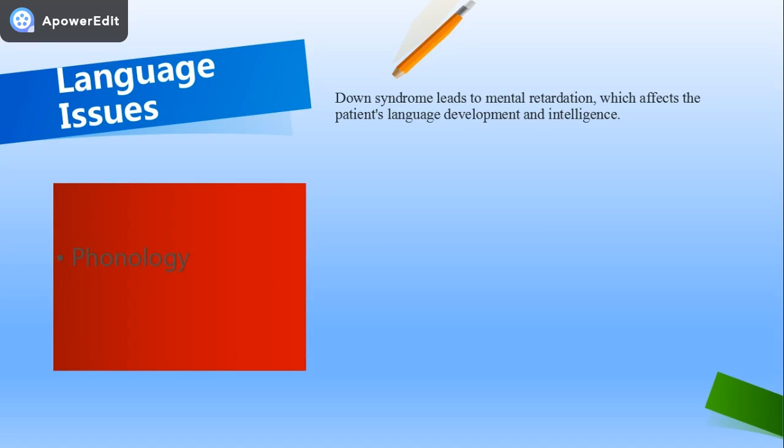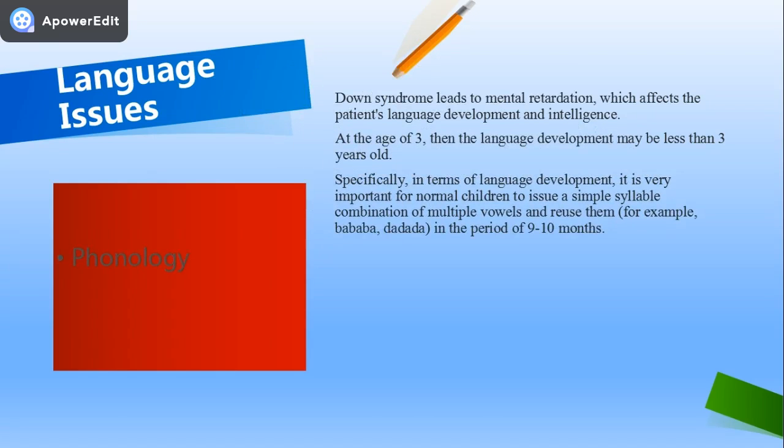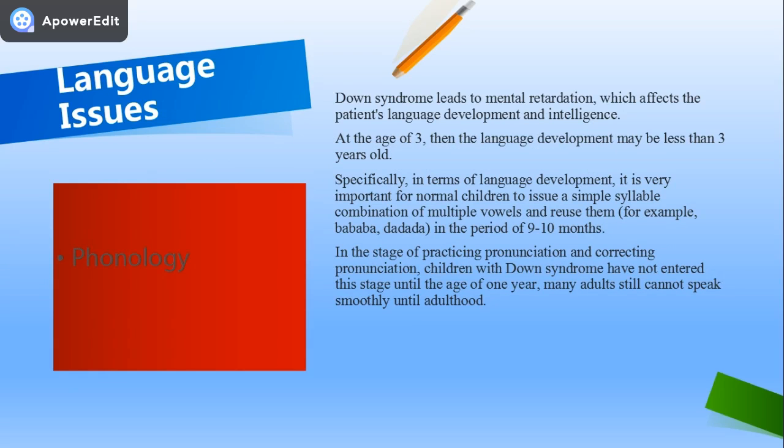That is, a 5-year-old Down syndrome child's intelligence level is equivalent to a 3-year-old's, and the language development may be less than that of a 3-year-old. To be specific, in terms of language development, normal children in the babbling stage of 9 to 10 months will emit a lot of simple syllable combinations of vowels and reuse them. At this very important stage of practicing pronunciation and correcting pronunciation, children with Down syndrome have not entered this stage until they are over 1 year old, and many adults still cannot speak smoothly until adulthood.